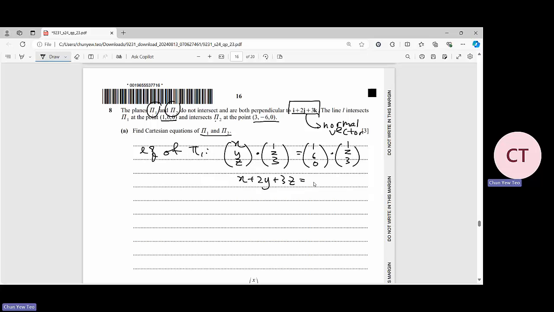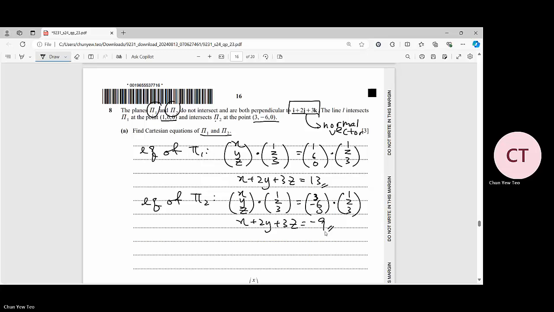1 plus 12, 13. Then your equation of pi 2 is also the same. (1, 2, 3) here, (1, 2, 3) here, this is the x, y, z. The other point is (3, -6, 0). So at the end, your equation of plane pi 2 will be this. Done for question number 8A.